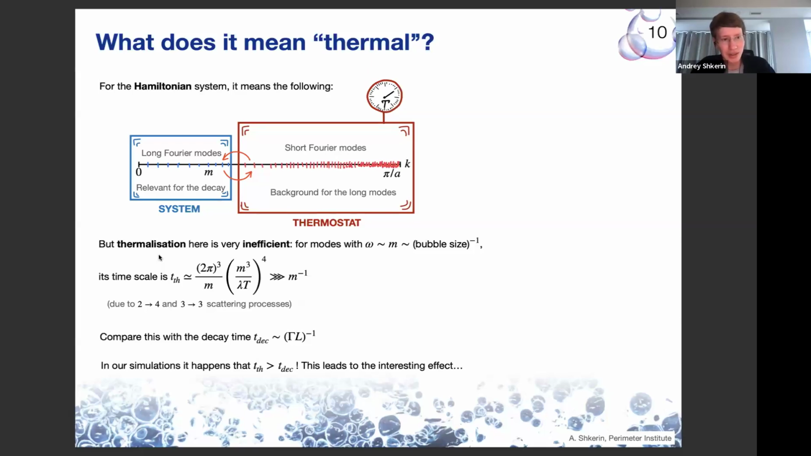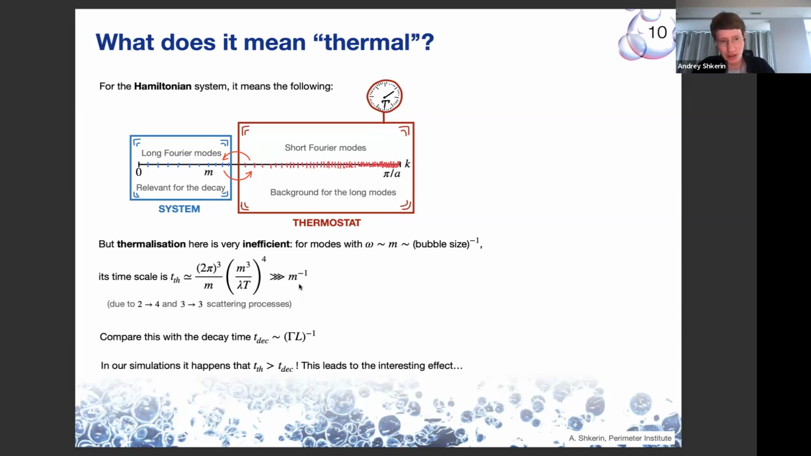It is easy to estimate the relevant time scale at which the long modes talk to the short modes, and for modes with wavelengths of the order of the bubble size, the thermalization scale is proportional to the inverse fourth power of the small parameter. Remember, this parameter is a small semi-classical parameter which controls the weak coupling and which controls the exponential decay. So it has to be small. So this thermalization time happens to be much, much bigger than the characteristic scale of nucleation.